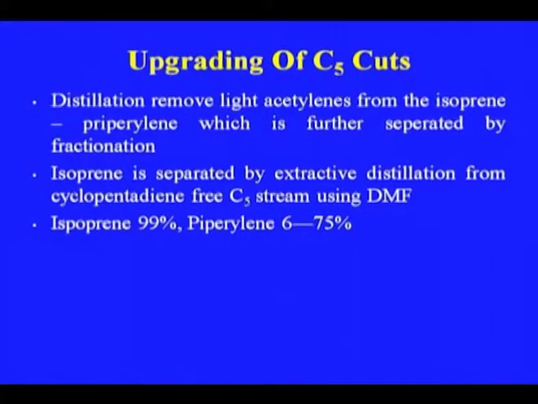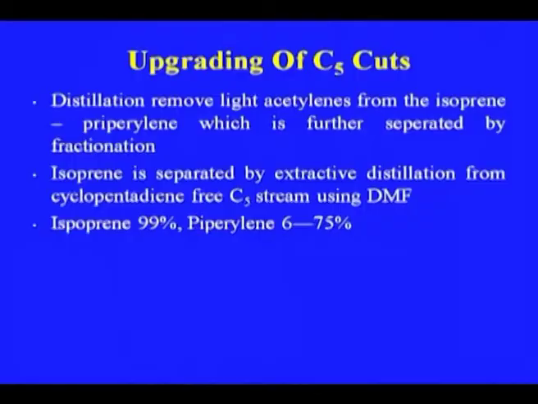Distillation removes the light ethylene from the isoprene and propylene, which are further separated by fractionation. So after the extractive distillation, we are separating the isoprene part, and then the isoprene and propylene fraction is separated from the light ethylene, and then this isoprene and propylene stream is again further separated by distillation. So isoprene at 99%, propylene around 60 to 75% is the purity that you are getting.